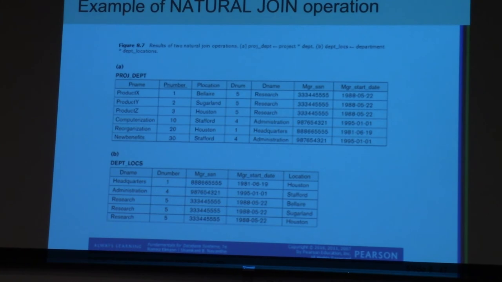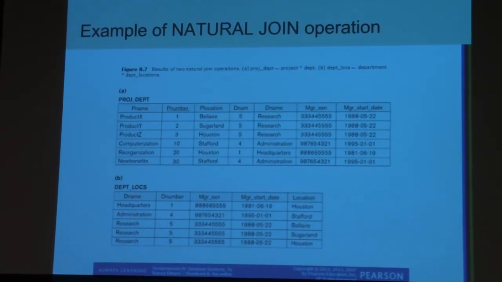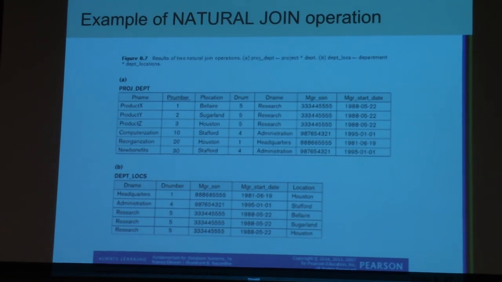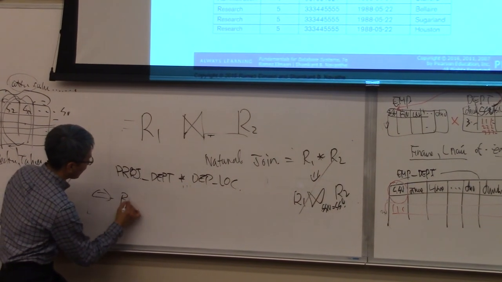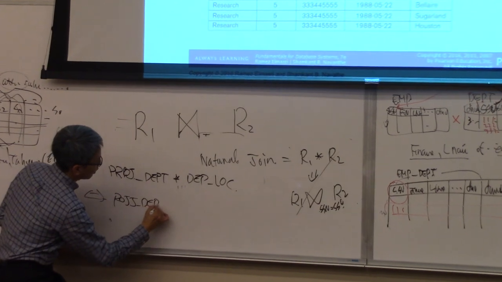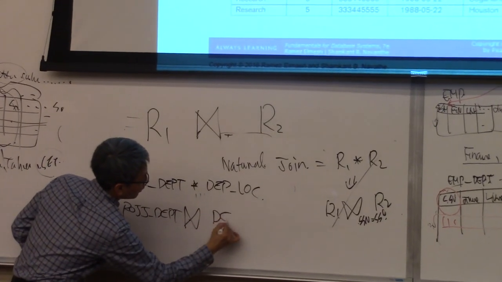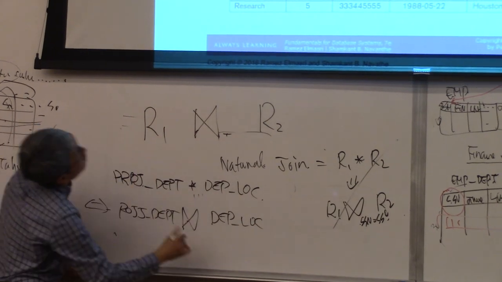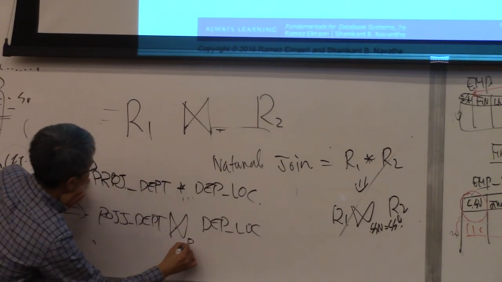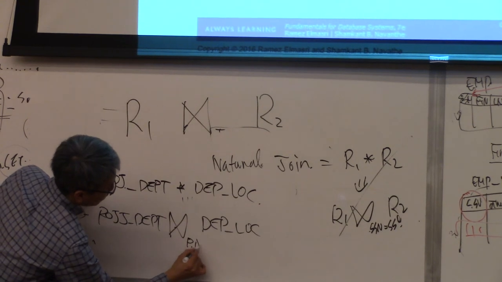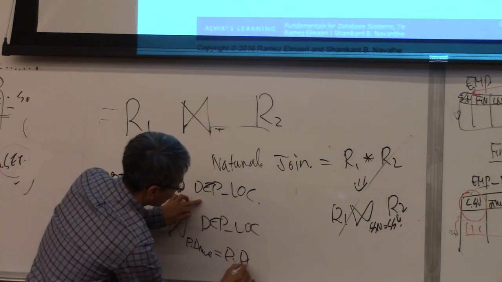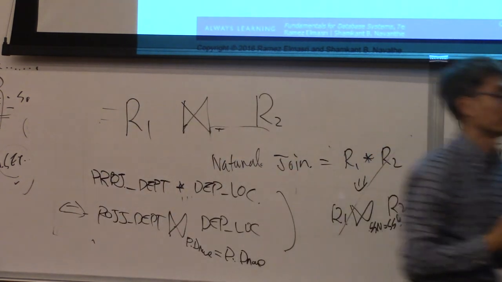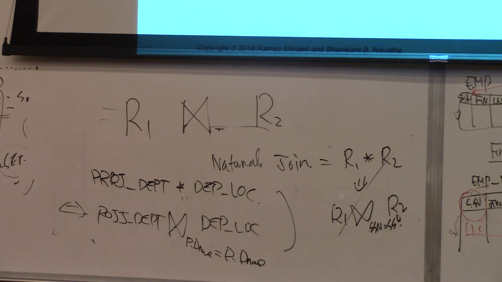So that is the d project underbar dpt and dpt LOC. This is equivalent to the project underbar dpt join with the dpt underbar location. The join condition is the p dot dname is the same as the d dot dname. So they are the same. So theta join and the equation.